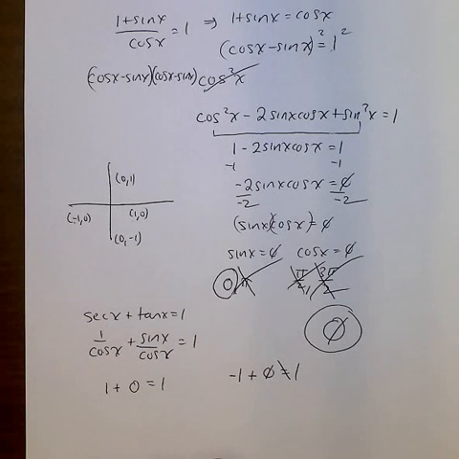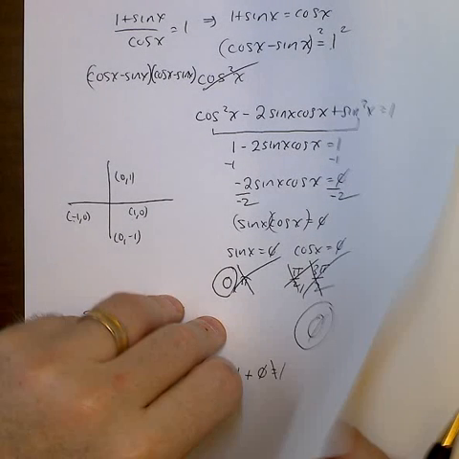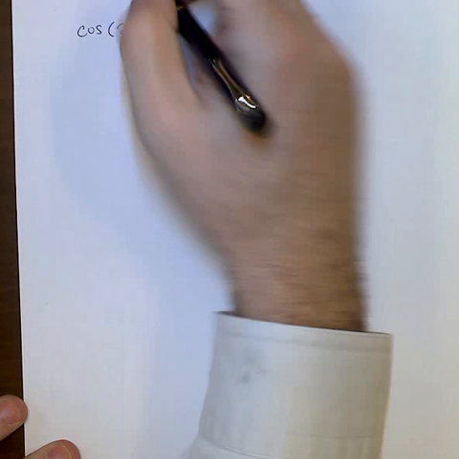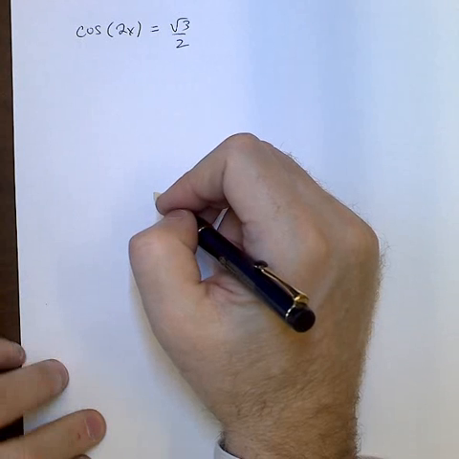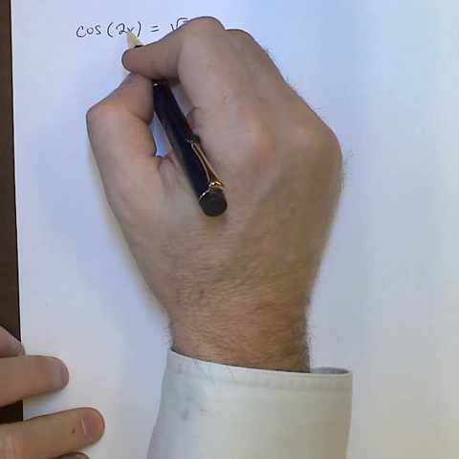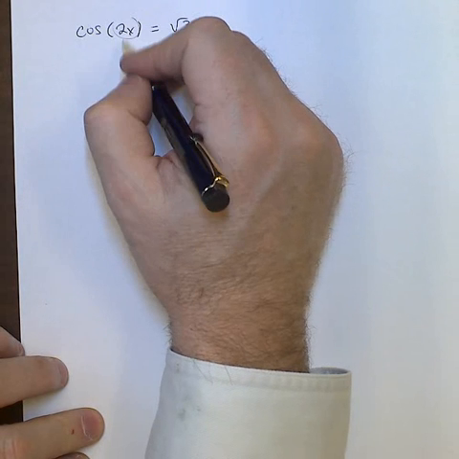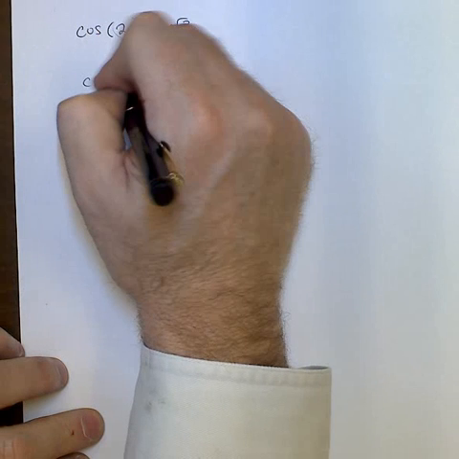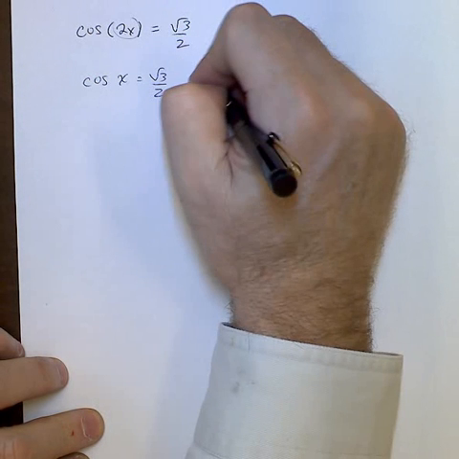Another type of problem that I would say you should be prepared for is something like this. If I give you the cosine of 2x equals root 3 over 2. Remember, what you need to do is ignore the 2x, and just solve the problem as if it was the cosine of x equals root 3 over 2. Now you know that's a 60-degree angle. You know that this is a pi over 6 answer, and it's positive.